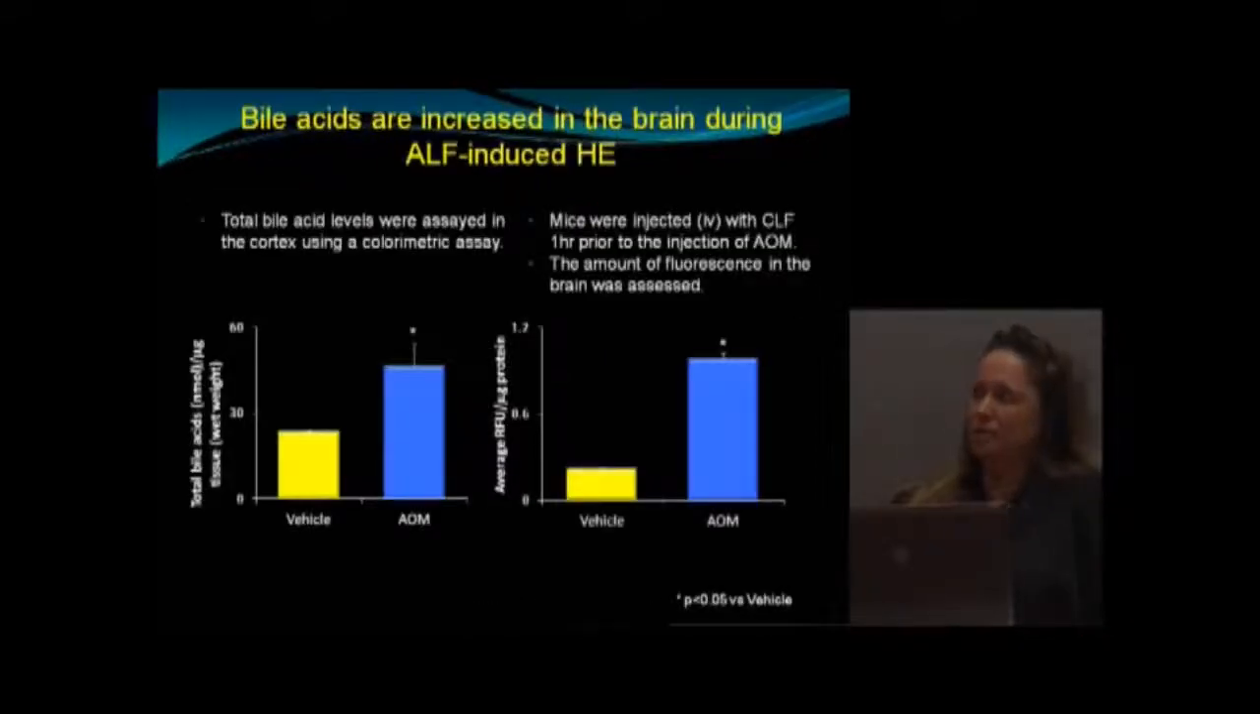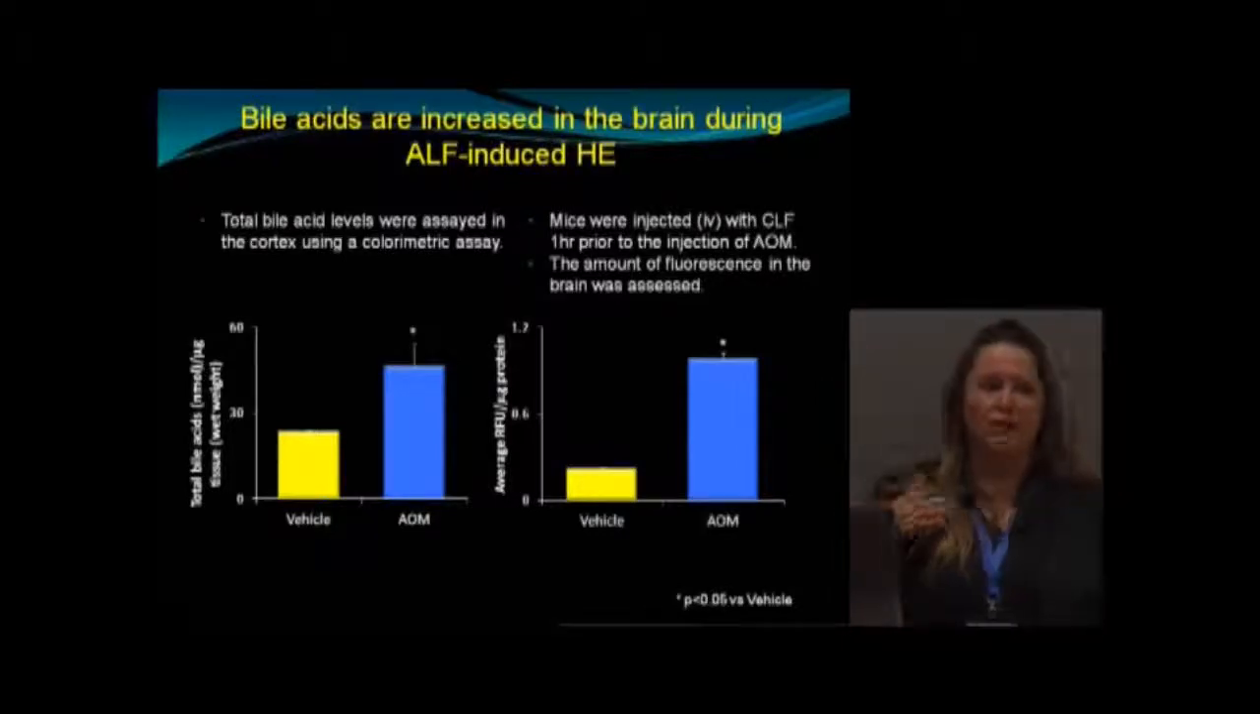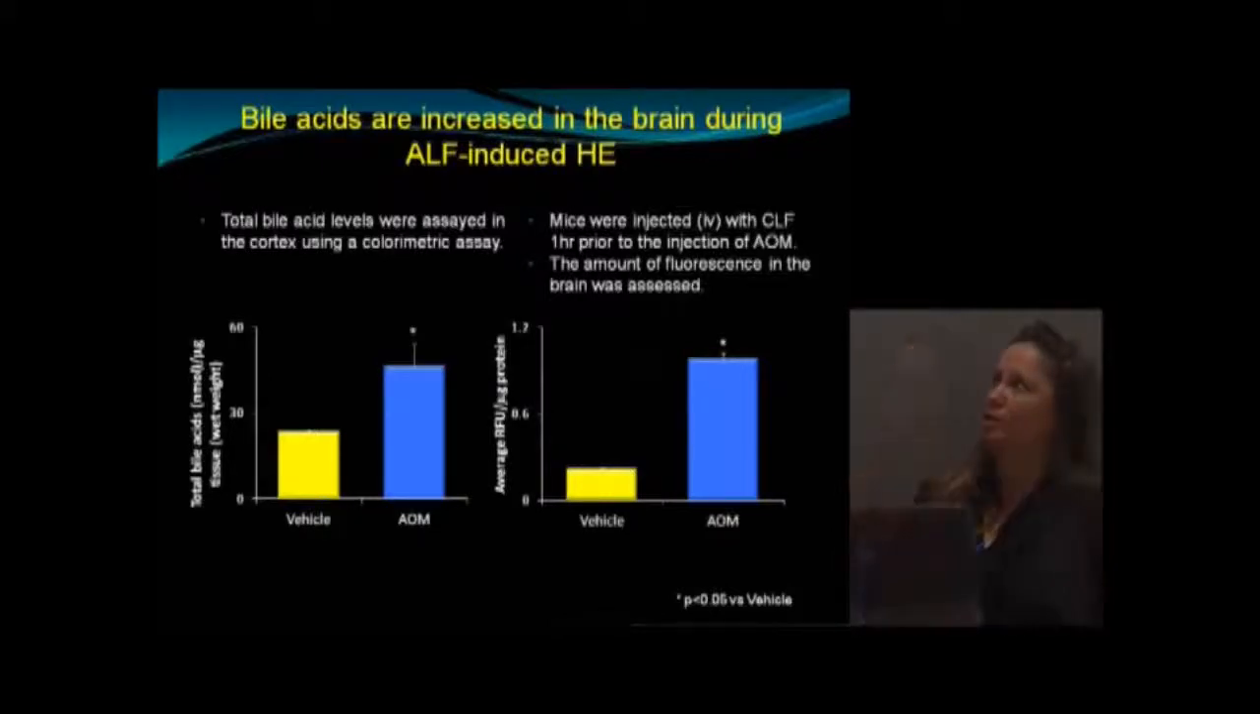So the first thing we wanted to do was to assess whether bile acids are actually increased and are getting into the brain in our model of acute liver failure. And so we perfused the animals to remove the blood and then assessed the total bile acid levels in the frontal cortex using a total bile acid colorimetric assay. And you can see that there is an increased incidence of total bile acids in the brain.